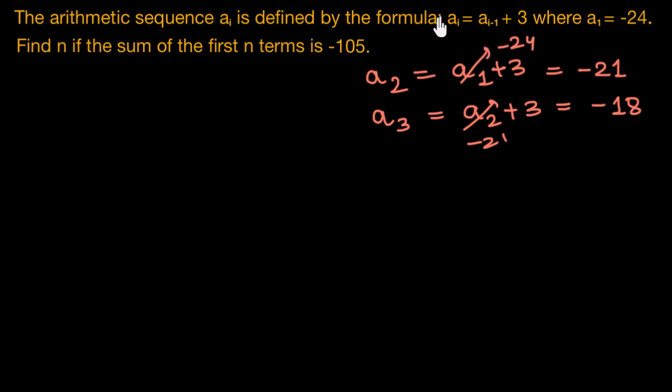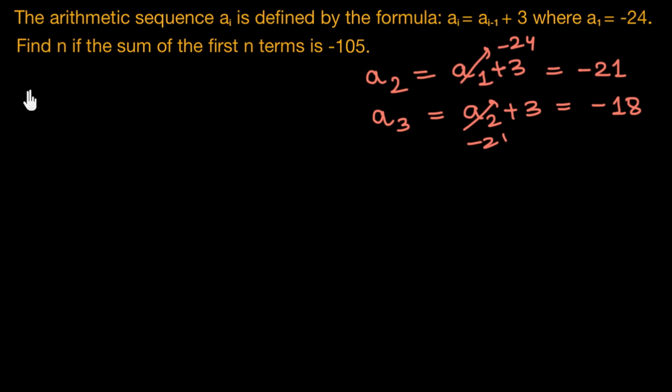Now let's see, what do we need to find out? Find n if the sum of the first n terms is negative 105. So we are given an arithmetic sequence, we are given the sum of the first n terms of the sequence, and we need to figure out the number of terms in this sequence.